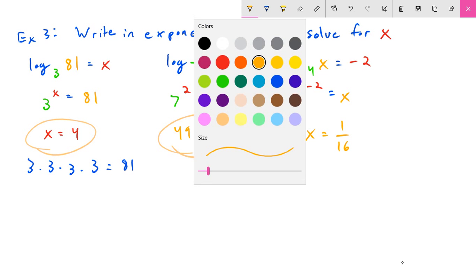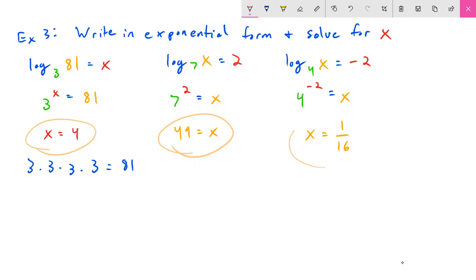Nice. How did you get the 1 over 16 anyways? Alright, that's a terrible explanation. Yeah, 4 to the positive 2 is 16. So 4 to the negative 2 is going to be 1 over 16. Puts it over in fraction form. So that is this type of example where you're changing to exponential form and solving for x, which leads us into the last type of example.